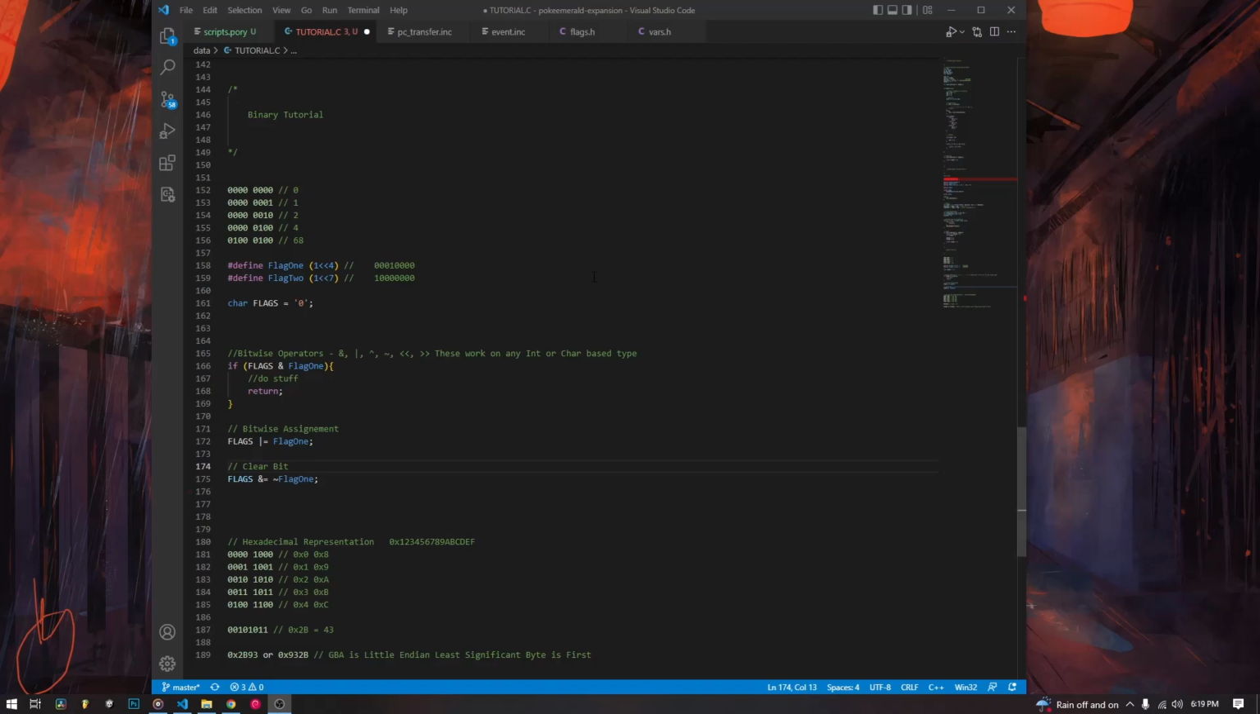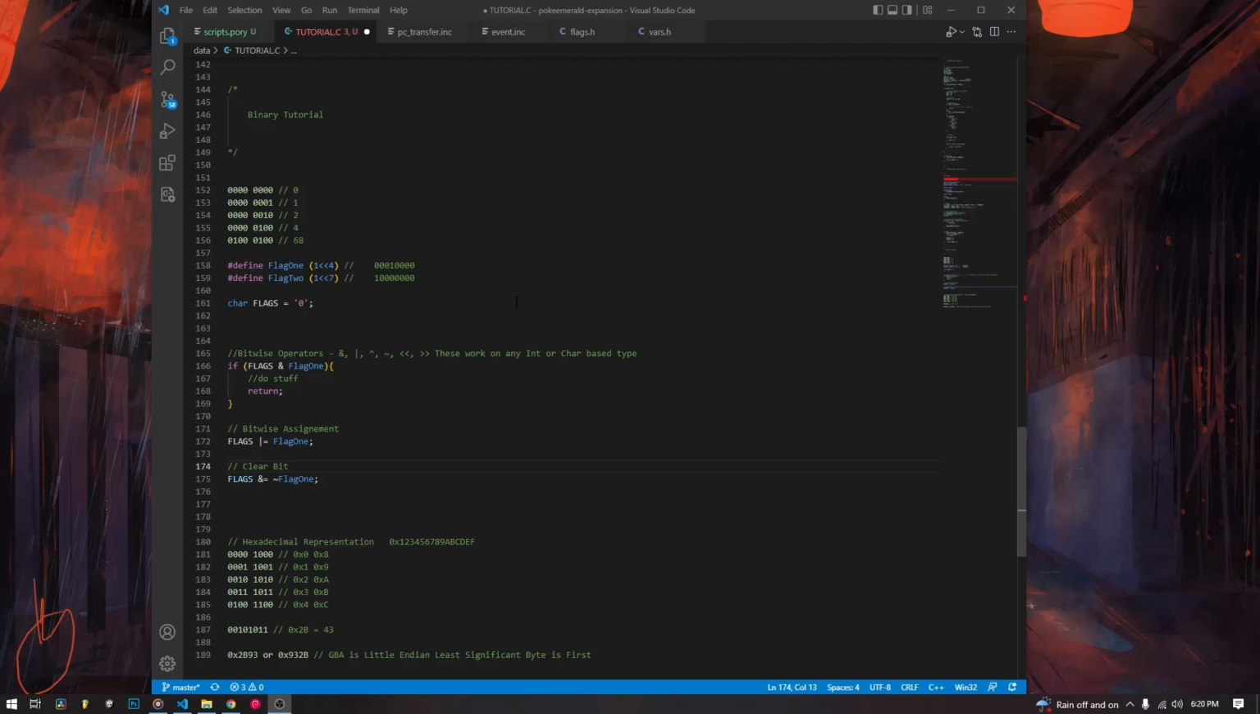Okay, welcome back. Today we are going to continue our C tutorials and we are going to start talking about basic binary numbers. They're very important to what we do with the pokeemerald decomps because the GBA has all of its addresses and all of its variables actually stored as binary. At the end of the day, that's what they get converted into.